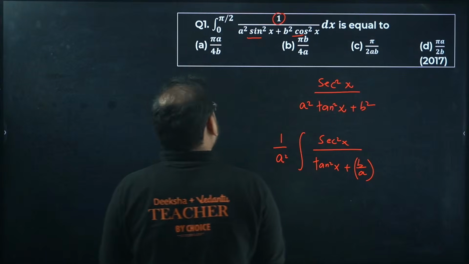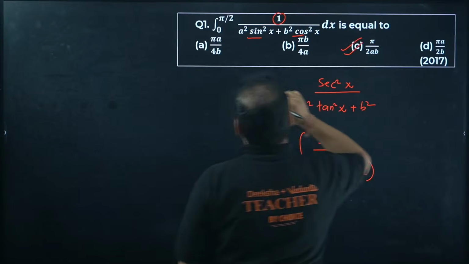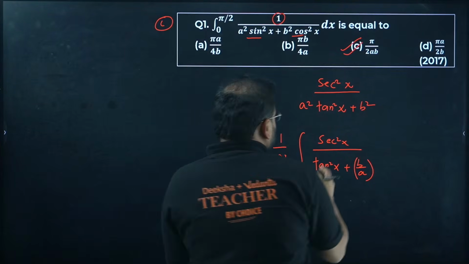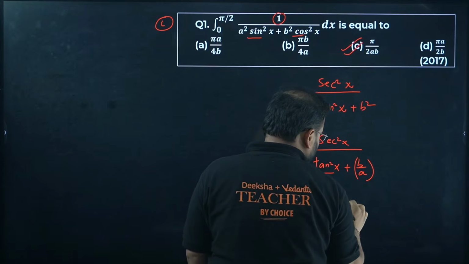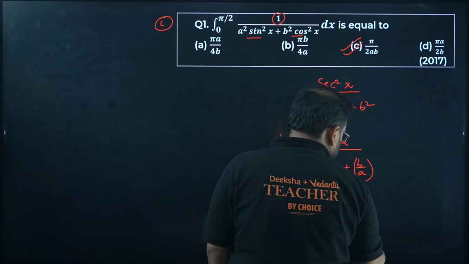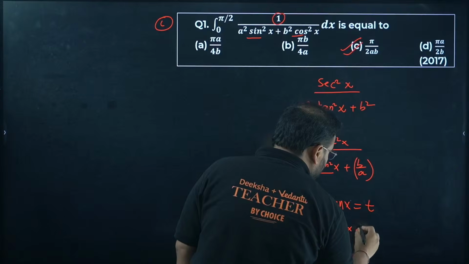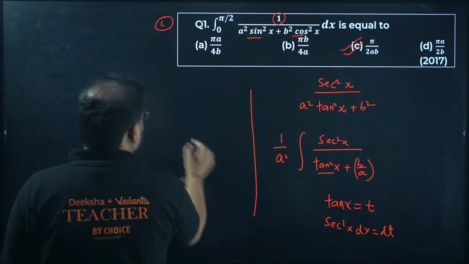B is wrong answer. The correct answer is option C. Everyone, please check. If you do that, this becomes your substitution because you have tan x and secant square. Take tan x as t. So this becomes secant square x dx as dt. This question becomes very simple after this step.